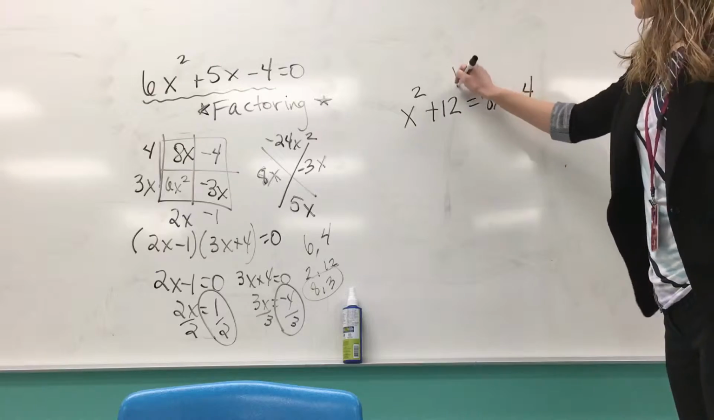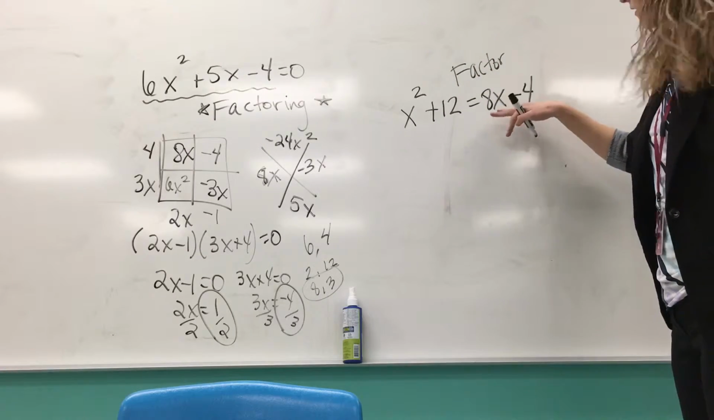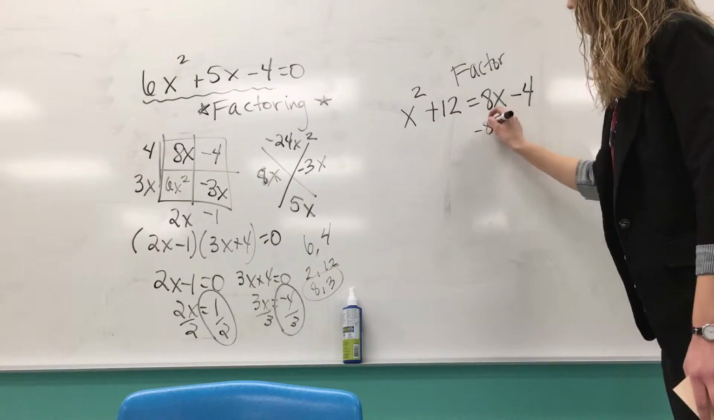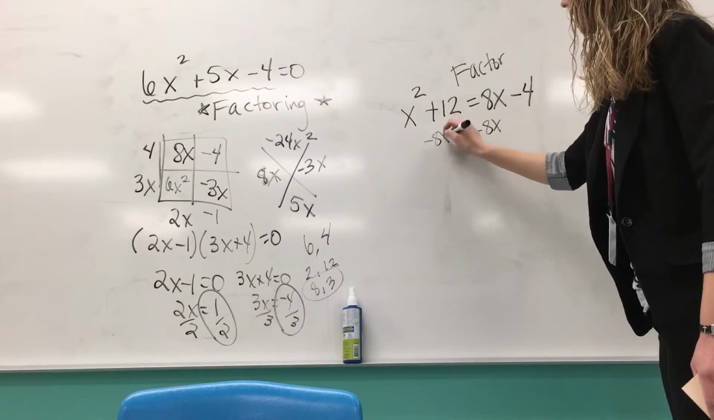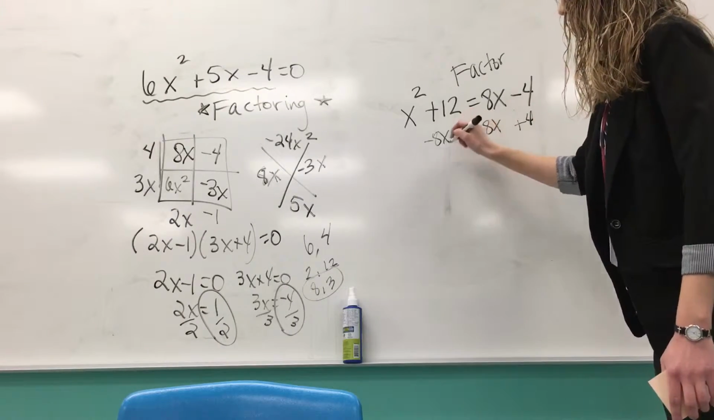So this one, it says to factor also. So we need to make this equal 0 first. So I've got to get this stuff over on the other side. So I'm going to minus 8x on both sides. And to get rid of this minus 4, I'll add 4 on both sides.